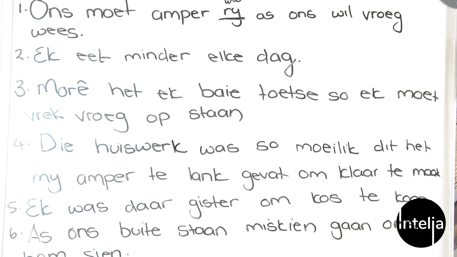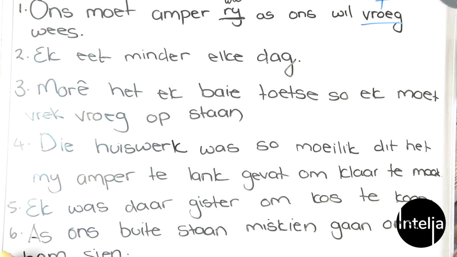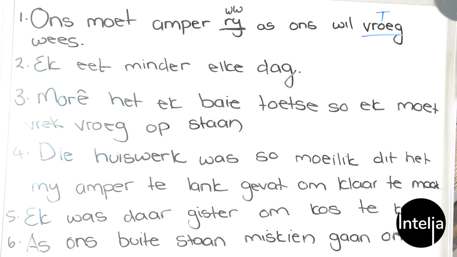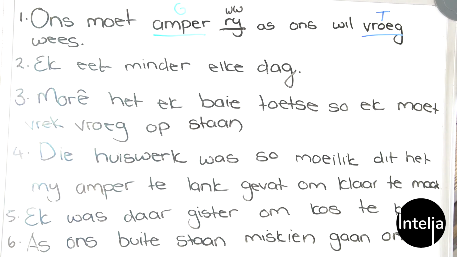Is daar 'n bywoord van tyd? Vroeg, which means early. Is daar 'n bywoord van plek? Is daar 'n bywoord van wyse? Is daar 'n bywoord van graad? Ja. Amper is ons 'n bywoord van graad. So ons het tyd en graad in sin 1. Okay? Let's move on to sin 2.